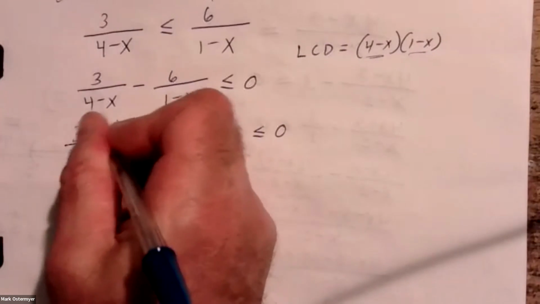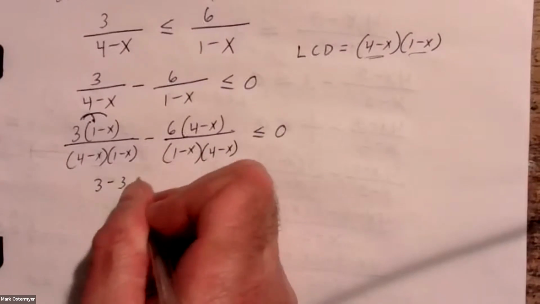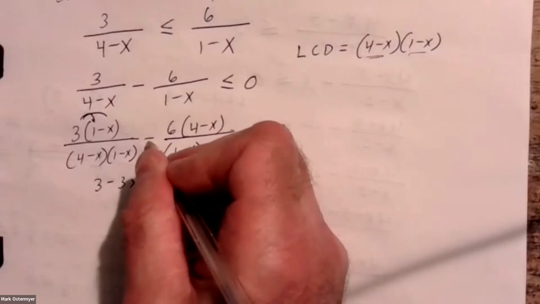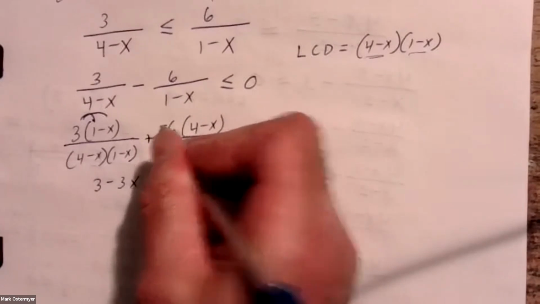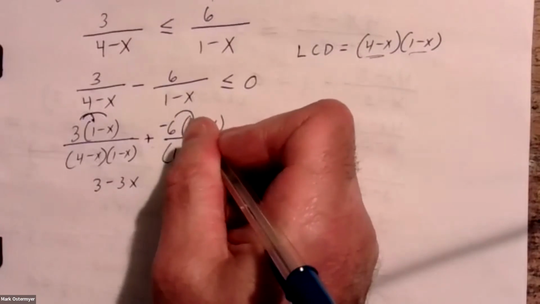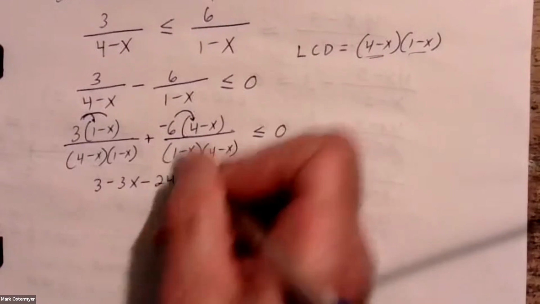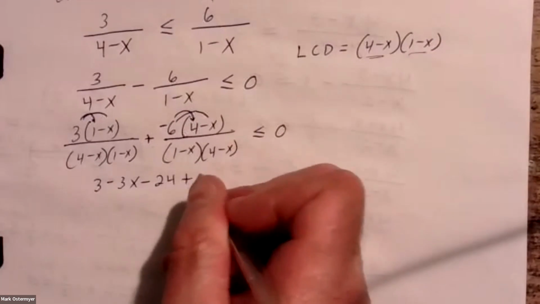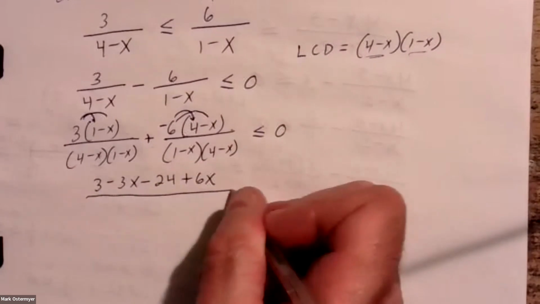I'm going to distribute here. So we'll have 3 minus 3x. Distributing, look at this, careful here. I'm distributing a negative 6. Negative 6 times 4, so that's minus 24. That's positive 6x. Don't mess these signs up. That'll kill the problem.